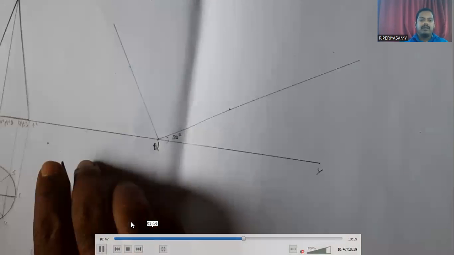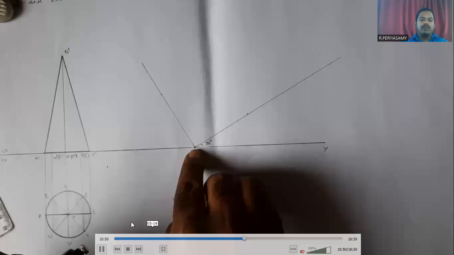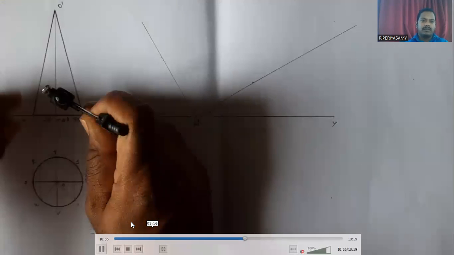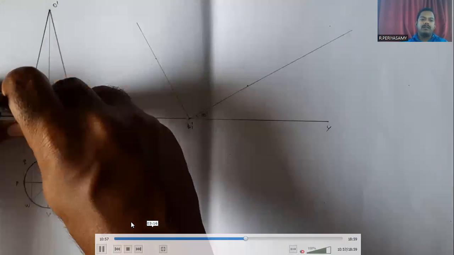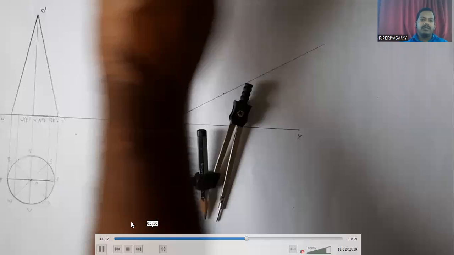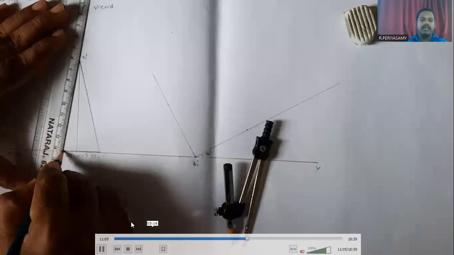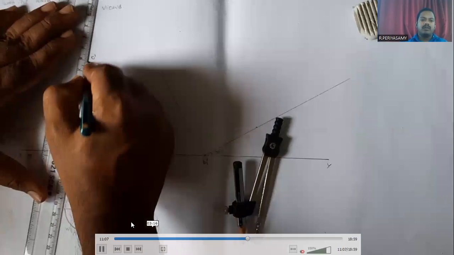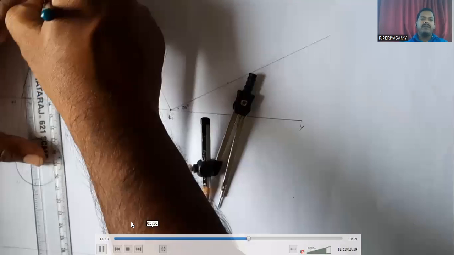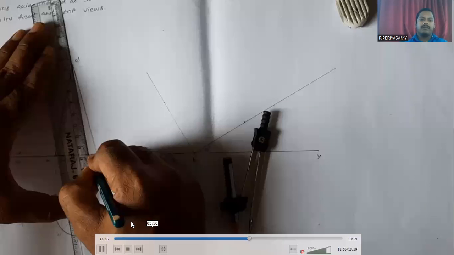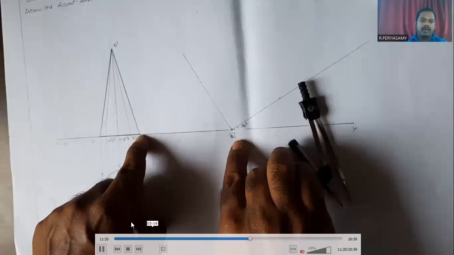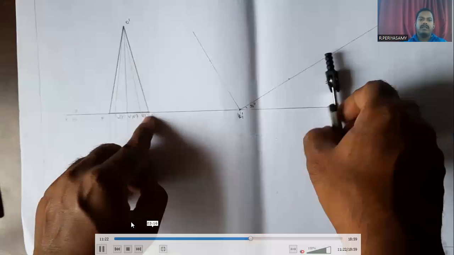Now we have to measure T dash to U dash, S dash, the base points of the circle. Now we draw the thick line for the outer of the cone. Next, the inner generators we have to draw from the apex point. We join O dash, U dash, O dash, W dash, S dash. Okay, we draw the inner generators.